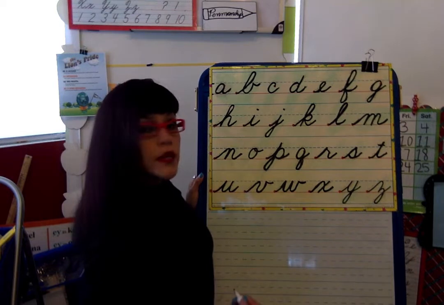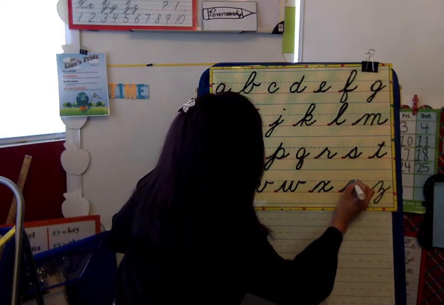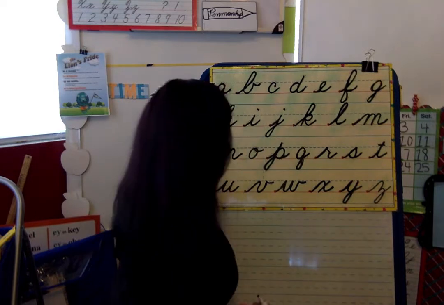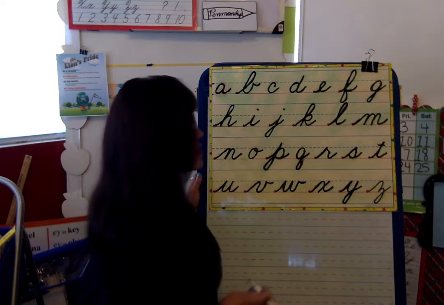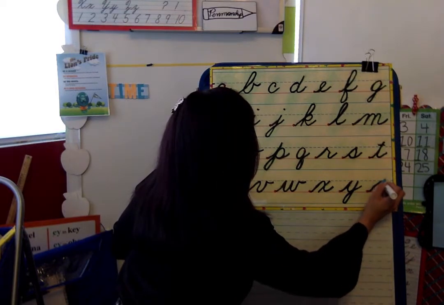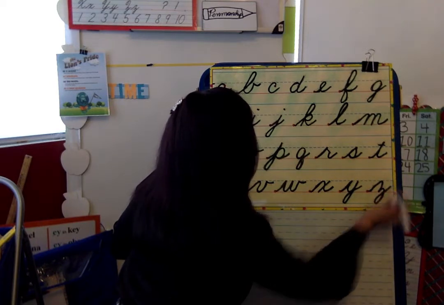All right, two more letters. Letter Y. Go up to your dotted line. Go back down, go up. Turn all the way down, and then you're going to loop over and stop. Okay, letter Z. Down here. Go up to your dotted line. Go back down. Go ahead and go all the way down and loop over and stop.